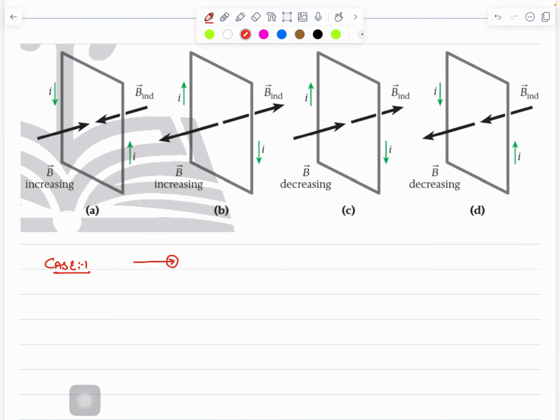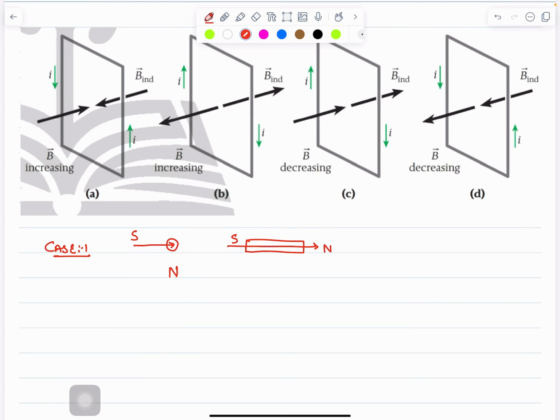What is this trying to tell us? This is called north. Why north? Because I told you, in a magnet, the lines of force go out from north and go in at south. It means this is your north and this is your south. Yes or no? Clear? You understand what is the north, what is the south? Okay. So first direction, try to understand.